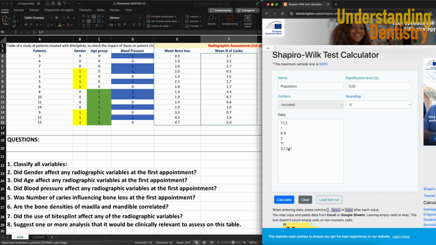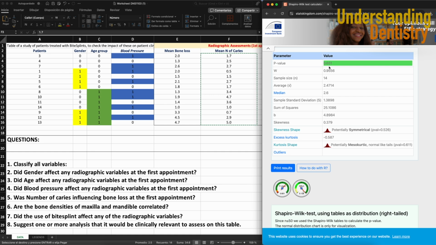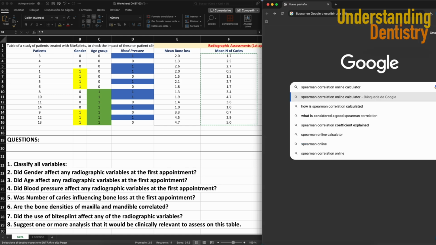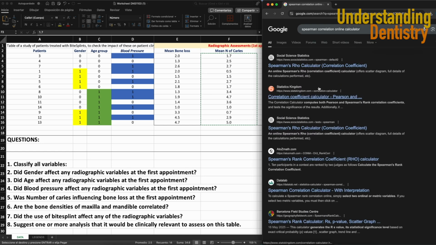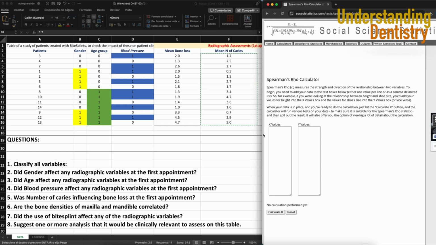So I'm just calculating here for us to check. Okay, Command C there, Command V here, and then calculate. So this one, incidentally, is normal. But the other one is not normal. So because one of the variables is not normal, we are using the Spearman correlation online calculator, and just like before, basically any of these websites would be okay.